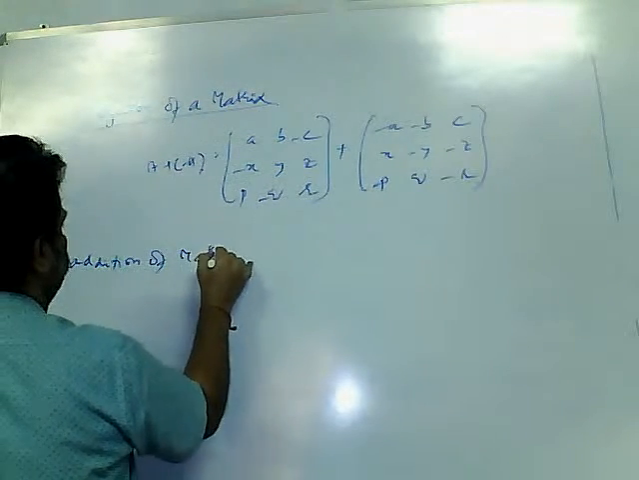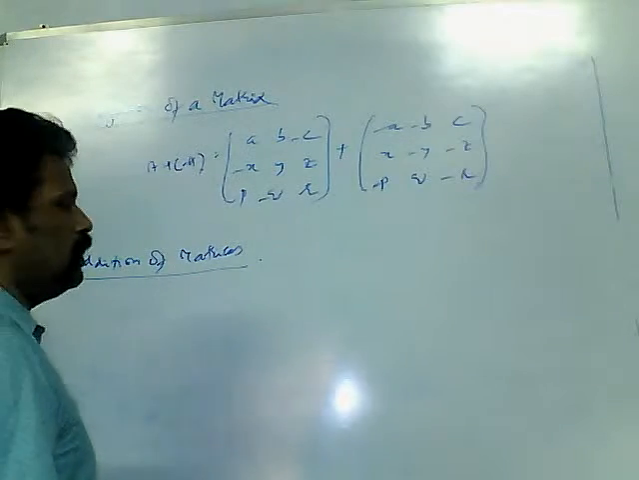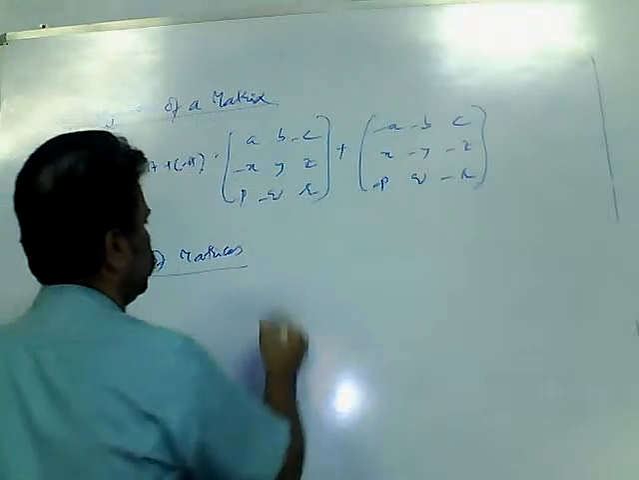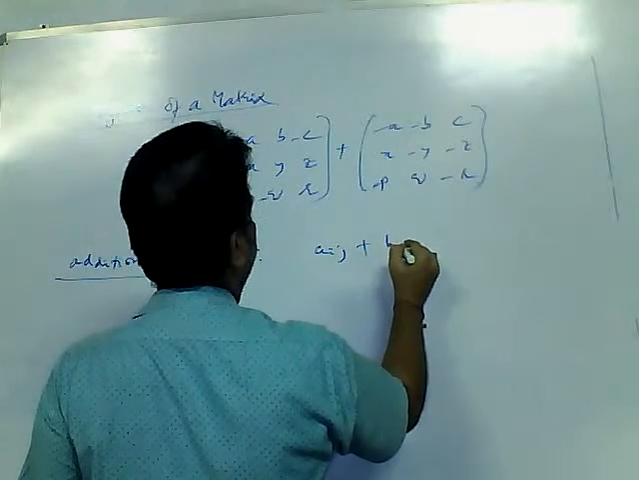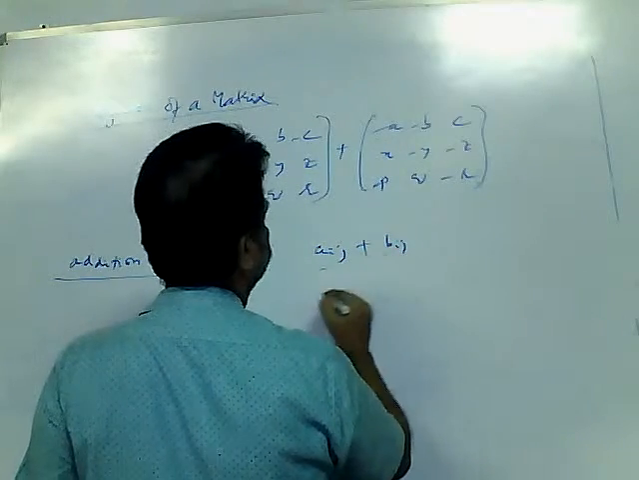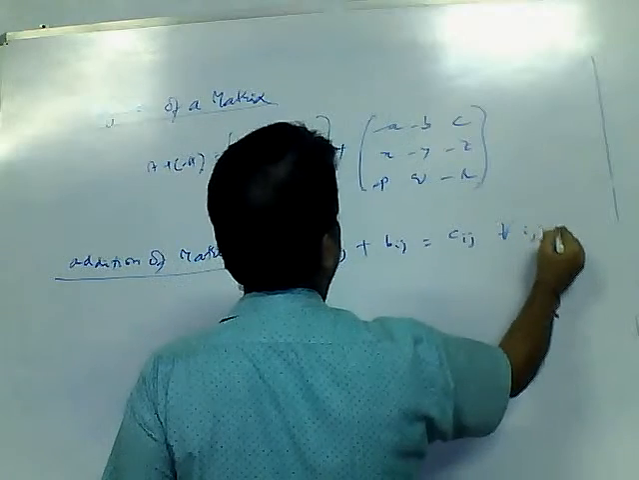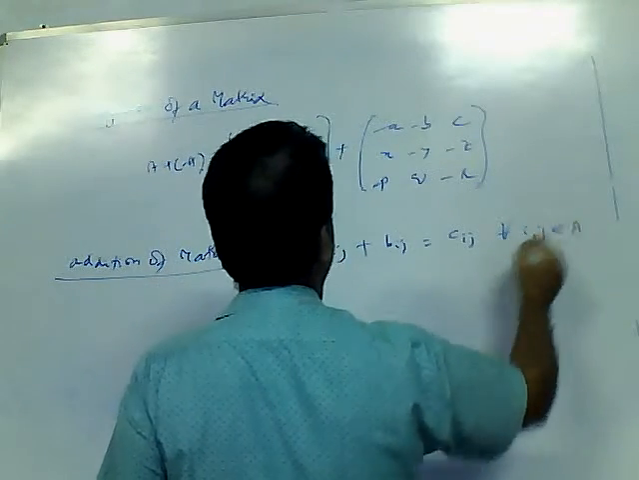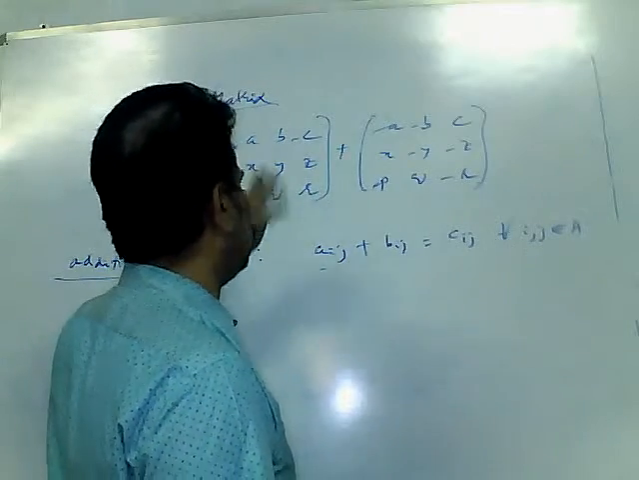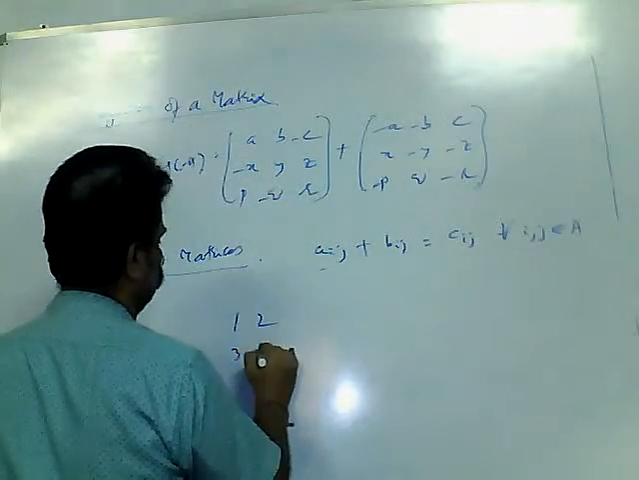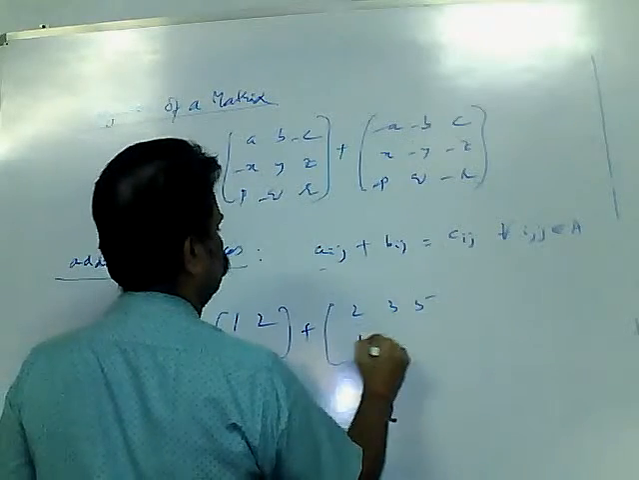If two matrices can be added, what is the condition we should first know? Every two matrices cannot be added, right? So corresponding elements, suppose I take Aij plus, similarly Bij, have added. Then automatically you get Cij for all i, j belonging to A. So i, j belonging to A means it should have the same order, because suppose here 1, 2, 3, 4 plus 2, 3, 5, 1, 4, 7.